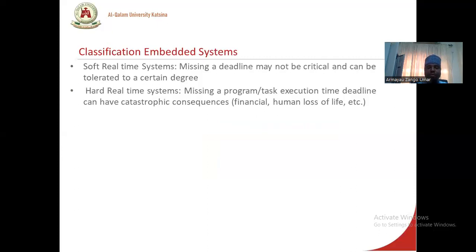Again, we can classify embedded systems into hard real-time and soft real-time systems. As I said initially, in a soft real-time system, missing a deadline may not be critical and can be tolerated to a certain degree. For example, with a Beaver's machine, whether the machine responds when you place a finger on it now or the next minute or next 5 minutes wouldn't matter much.